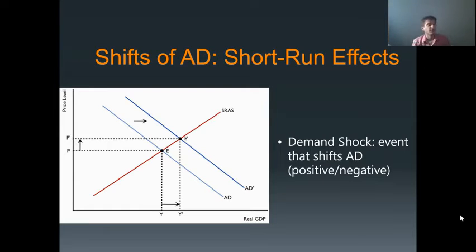Now, there are different shifts, of course. How does this affect price level and real GDP? Same exact ideas as on your supply and demand model. An increase in aggregate demand will increase price level, increase real GDP. A decrease in aggregate demand will decrease price level, decrease real GDP. The shift of aggregate demand is what is known as a demand shock, and it's just any event that shifts aggregate demand.